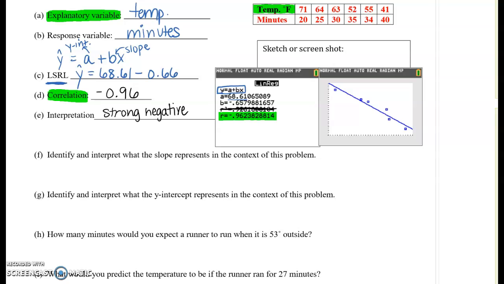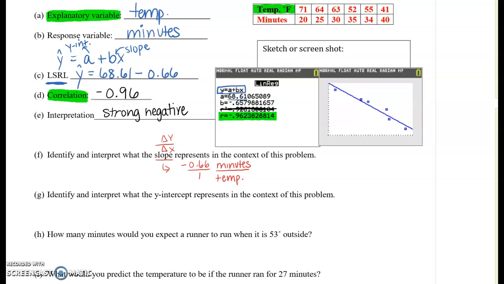So now what we have to identify is what the slope represents. So when we interpret slope, slope is a rate. Slope is also my change in y over my change in x. So when I talk about slope, I want to think about my y variable. So in this case, my slope is -0.66. So my slope is -0.66 over 1. And since slope is y over x, my y variable or response variable is minutes, and my x variable or explanatory is temperature. So what you want to think of this as is minutes over temperature.